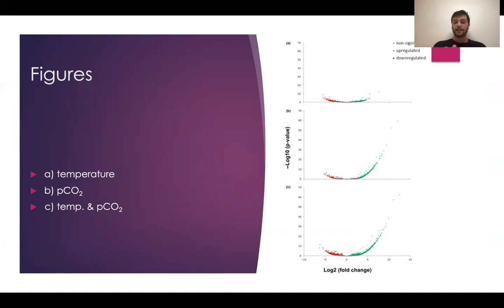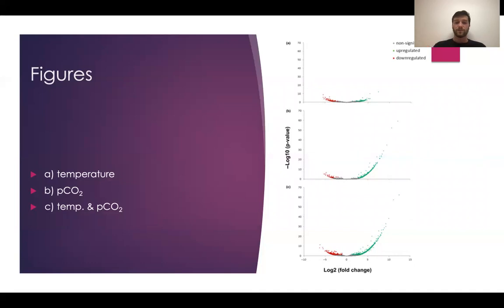The one below that in the middle, you can see there's a large amount of upregulation in shell formation and immune system because of the high concentration of carbon in the water, but the downregulation is about the same as high temperature.